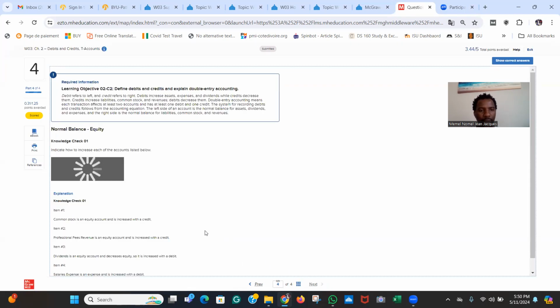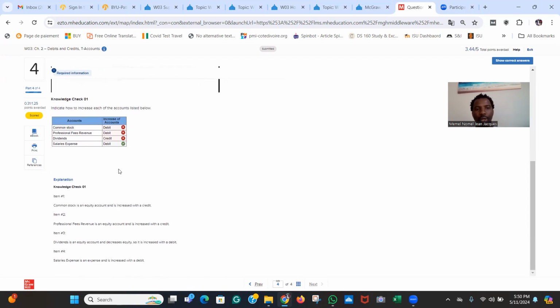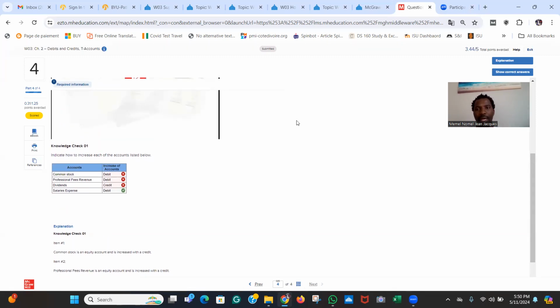And then the fourth question, oh, really? Okay, so I missed those ones. This is where the problem is coming from. Definitely, it means I didn't perfectly understand this one. So the common stock is from the credit side. The professional revenue is from the credit side. The dividend is from the credit side. Only the salary is from the debit side. Okay, so that was the concept.